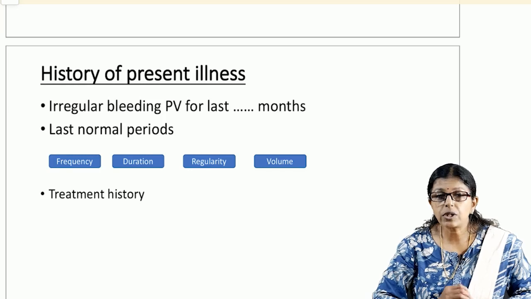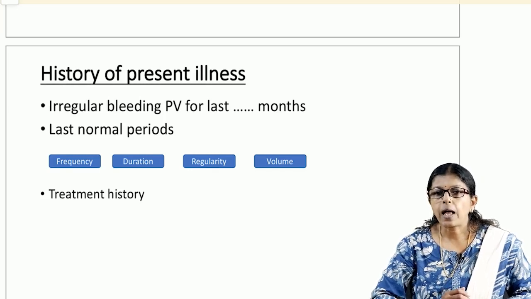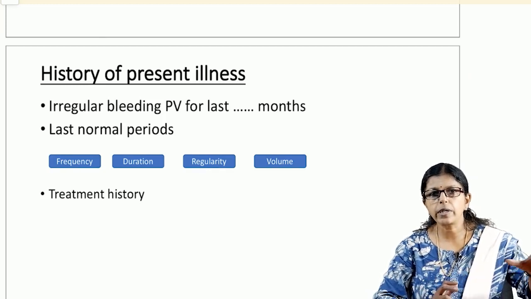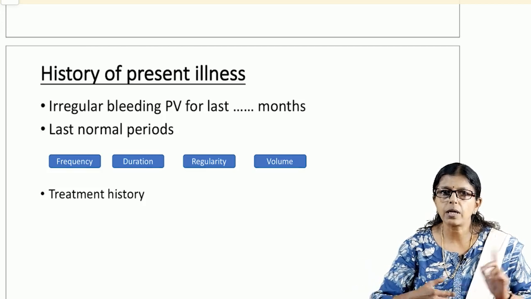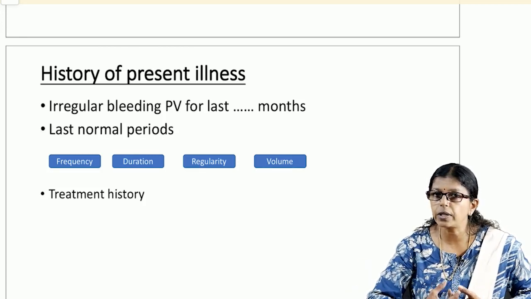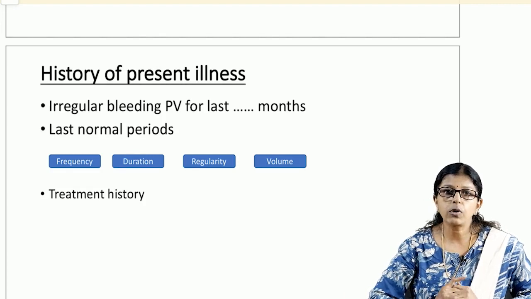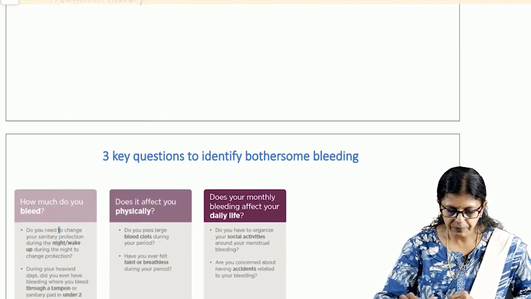So this history, treatment history, is very important, and it also should tell you, from the point of view of treating the patient, if she's already taken a course of all these tablets, then you have to go to the next step. You can't start repeating all these things because you're not going to really give her any relief. So it's very important that you take the treatment history.